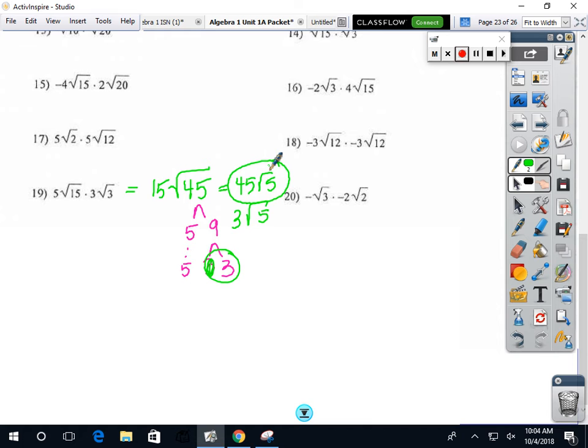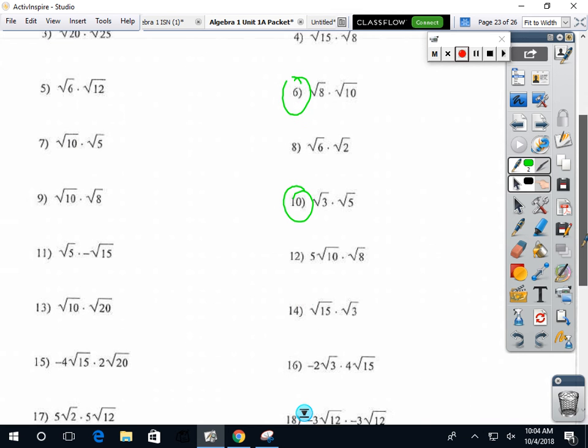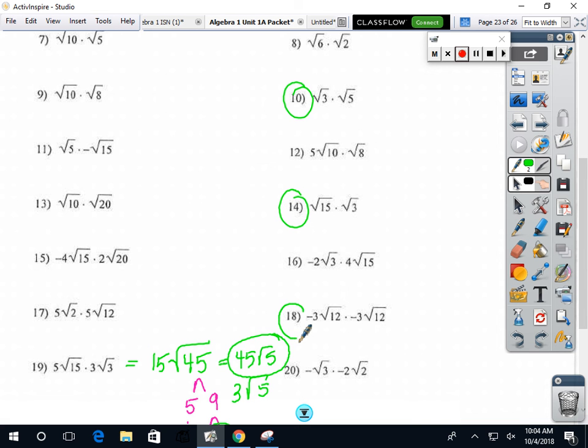Okay, we still have 6 minutes, so you can get started on this now, but your homework is every other even. So what I mean by that is like 2, skip 4, 6, skip 8, 10, skip 12, 14, skip 16, and then 18. Okay, you can get started on those problems now, though, because we still have 6 minutes.